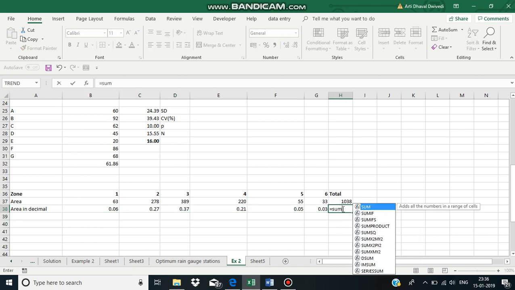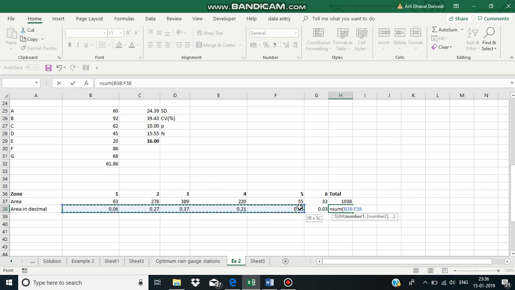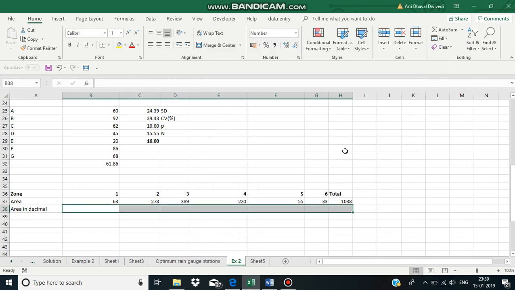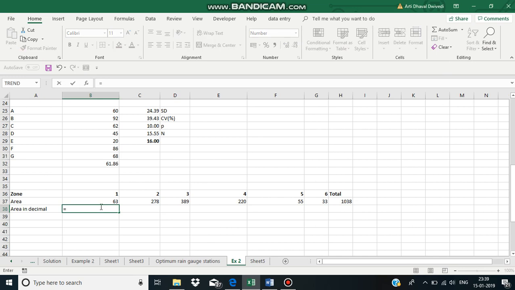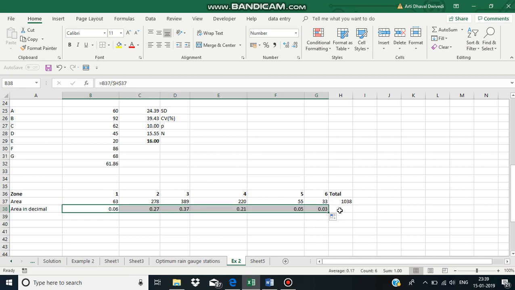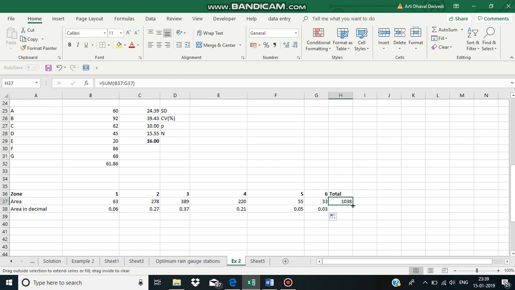So its total will be area 63 divided by 1038, so it's 6%. I'll keep it as it is because I need it in decimal form, 0.06. I'll just anchor this. Okay, the total will be 1.